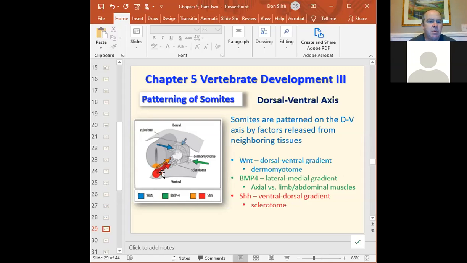And then from the bottom up, you've got sonic hedgehog. So sonic hedgehog is causing the sclerotome to form down here and not up there, because you're getting it down here. And then medial to lateral, you've got BMP4, which is coming from the mesoderm on the sides. So that gives you the difference between the middle back muscles versus the limb and side muscles. So you've got 3 different gradients there that are patterning the dorsal ventral and medial lateral aspects of the somites there.